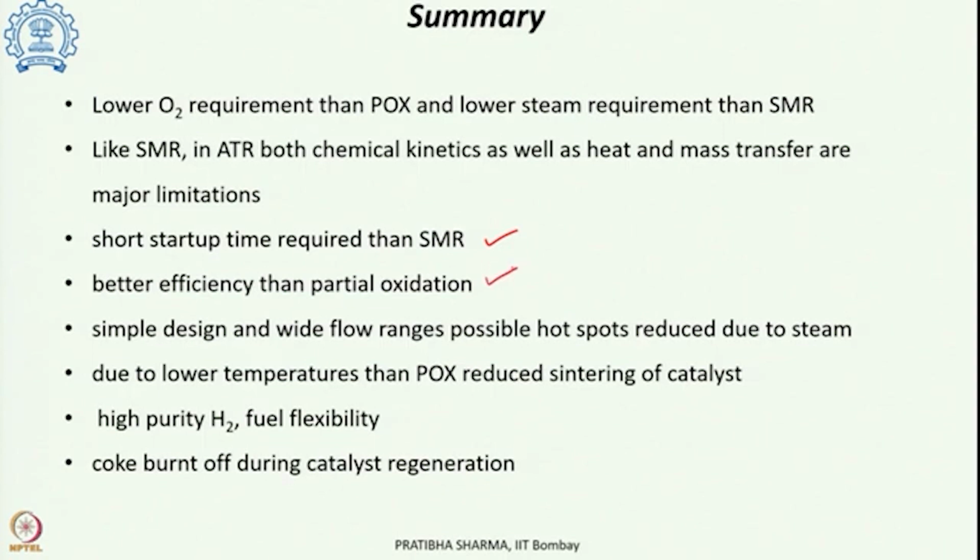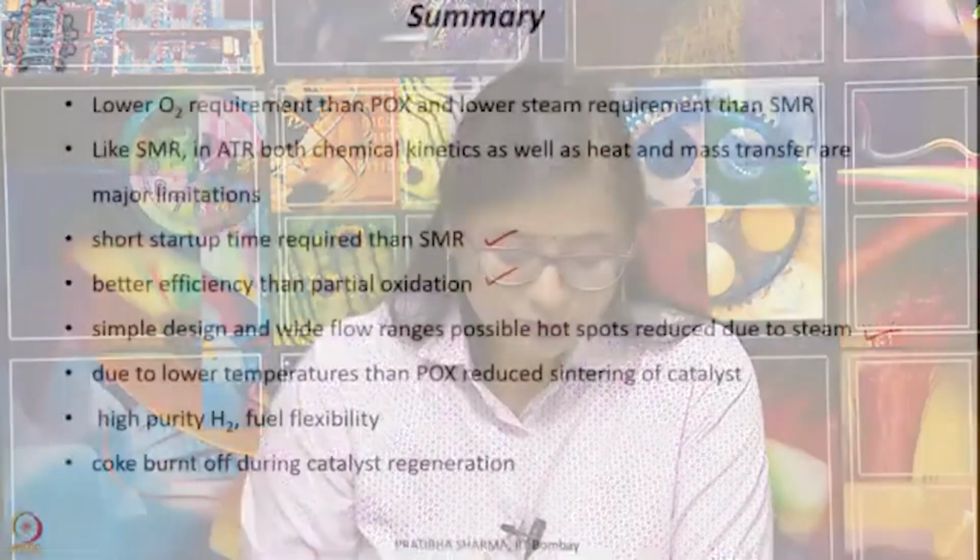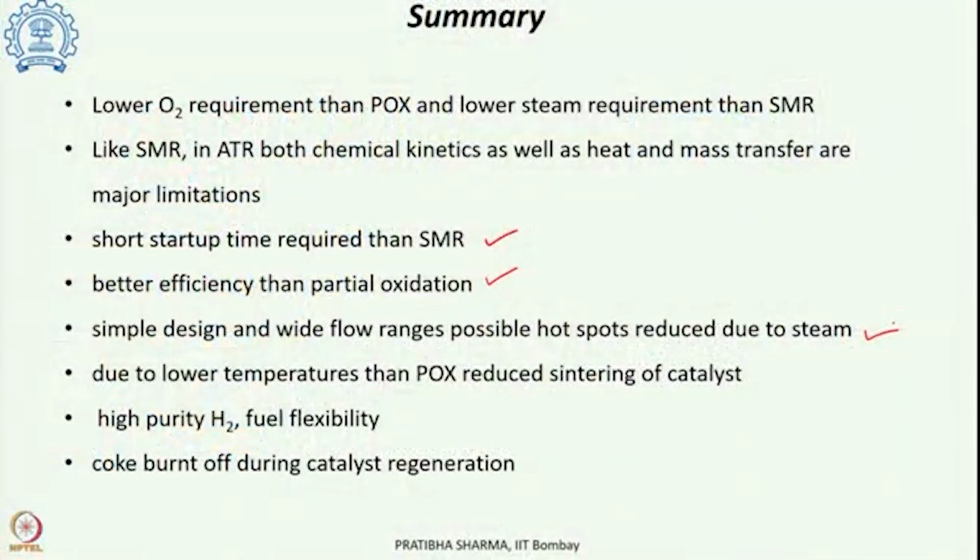It has a better efficiency compared to partial oxidation, because the heat produced in the exothermic reaction is being used in the endothermic reaction. So, the thermal efficiencies are comparatively better than partial oxidation. The design of the autothermal reformer is comparatively simpler. There are various wide flow ranges in which we can produce H2 and CO. At the same time, since we are using steam, the possibility of hotspot formation inside the reformer is reduced.